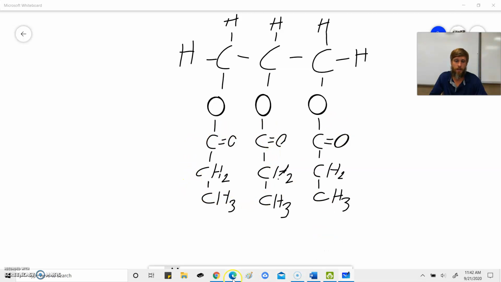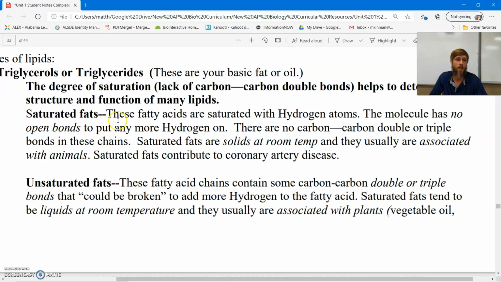All right, so let's take a look at what it means to be saturated. These fatty acids are saturated with hydrogen atoms. The molecule has no open bonds to put any more hydrogen on. There are no carbon-carbon double or triple bonds in these chains. Saturated fats are solids at room temp, and they usually are associated with animals. Saturated fats contribute to coronary artery disease.